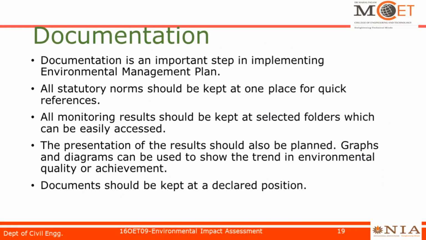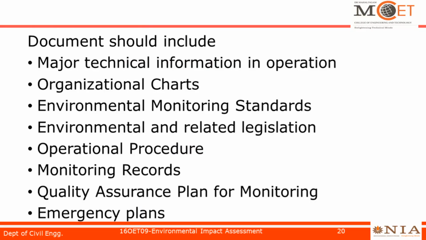Documentation is an important step in implementing environmental management plan. All statutory norms should be kept at one place for quick reference. All monitoring results should be kept in selected folders which can be easily accessed. The presentation of the results should be planned. Graphs and diagrams can be used to show the trend in environmental quality or achievement. Documents shall be kept at a declared position. Documents should include the following. First one, major technical information in operation, organizational charts, environmental monitoring standards, environmental and related legislations, operational procedures, monitoring records, quality assurance plan for monitoring, and last one, emergency plans.